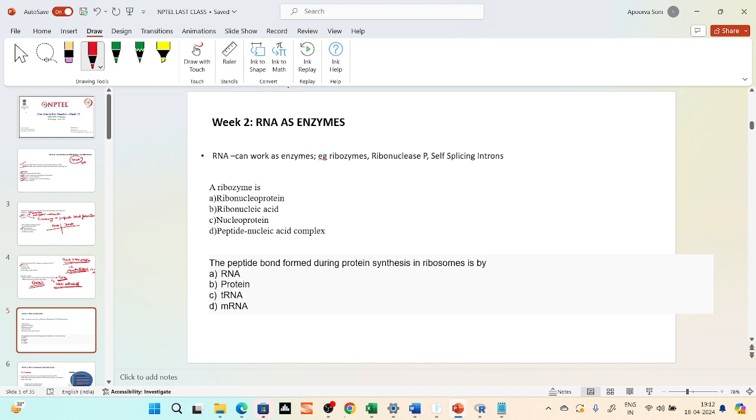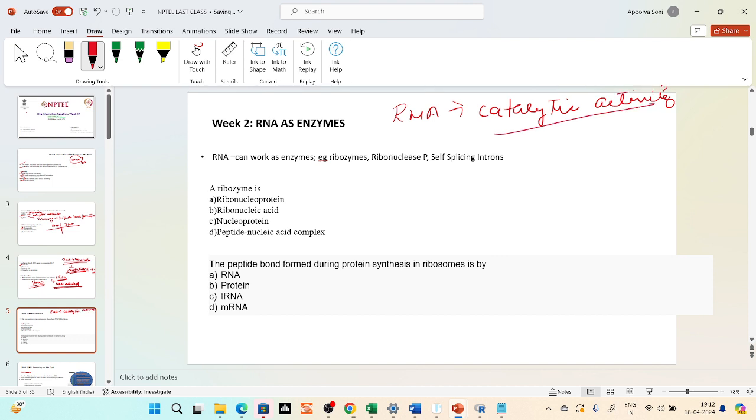What does it mean? That it has a catalytic activity, and this catalytic activity helps RNA to function as an enzyme. For example, ribonuclease P, ribozymes, self-splicing introns. So these are all the examples where RNAs function as an enzyme.